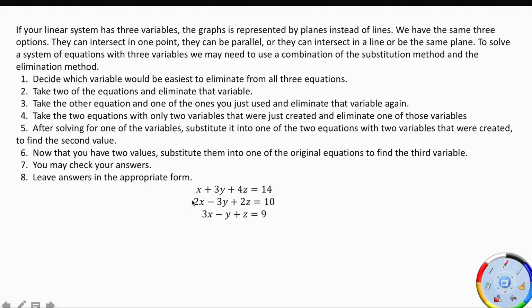With a system of 3 equations, we're going to use a combination of our substitution and elimination method. Okay, the first thing we want to decide is which variable we can easily eliminate from all 3 equations. The biggest mistake people make is they take these 2 equations and eliminate the y, and then maybe they take these 2 equations and eliminate the z. I have to eliminate the same variable both times.